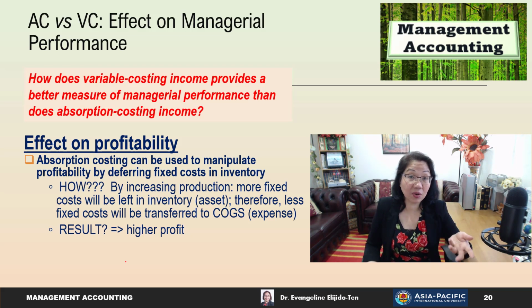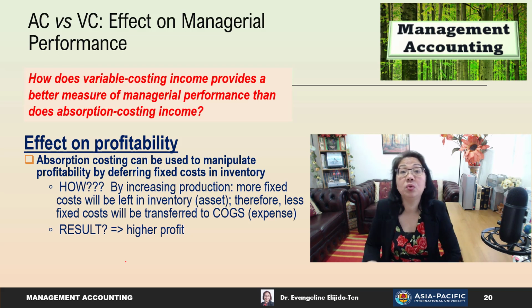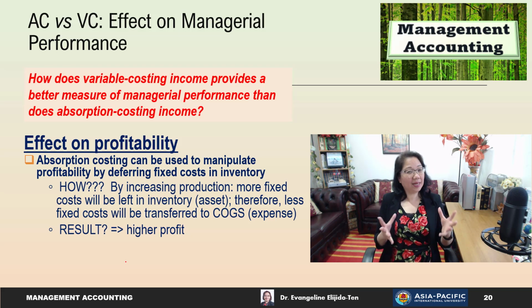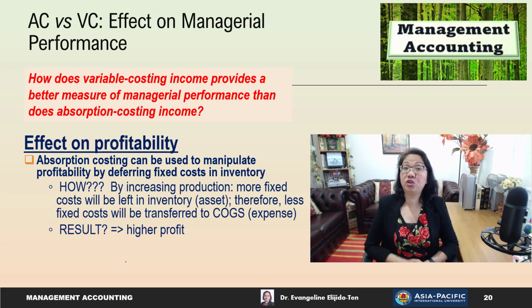So by increasing production, more fixed cost will be left in the inventory, which is an asset. Therefore, less fixed cost will be transferred to cost of goods sold expense. What would be the result? It will result in higher profit. And is that good? Well, it's not exactly good for managerial performance evaluation purposes.